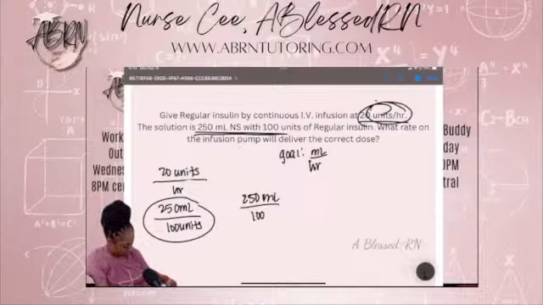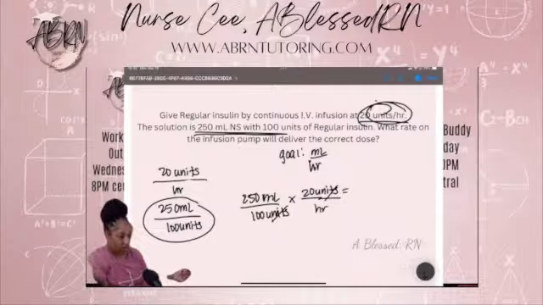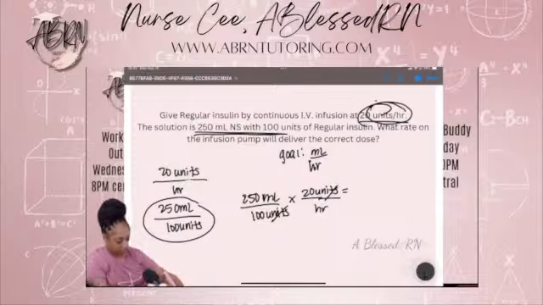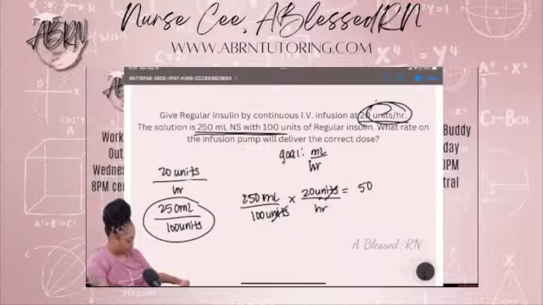over 100 units. And then we have 20 units per hour. Okay, per hour. You going to put that into the calculator? Okay, put 250 times 20 divided by 100. And that is going to give us 50 milliliters per hour.